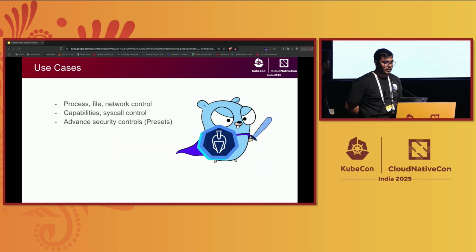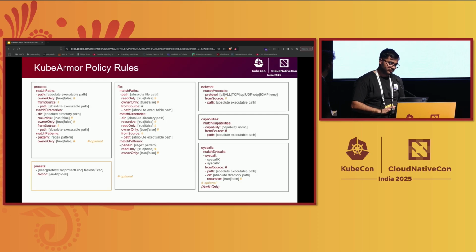As I said, we are going to explore all these capabilities of KubeArmor, mainly process, file, network control capabilities, syscalls, and my favorite, advanced security controls, which we call presets. So this is what a typical KubeArmor policy structure looks like. On the left, you see process. In the middle, you have file. Explaining one of these would suffice for both because they basically have the same structure.